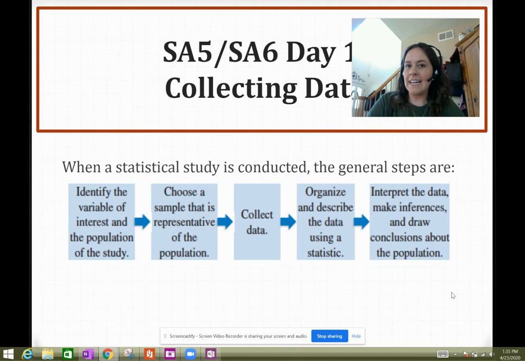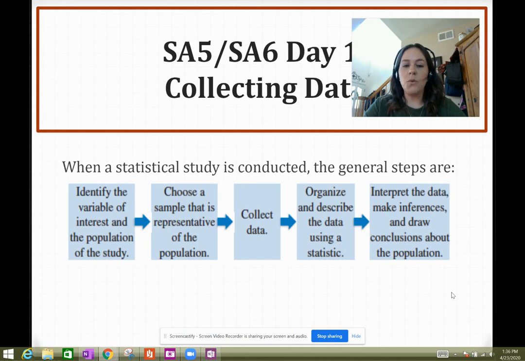We are going to wrap up our statistics unit today by talking about methods and ways that you can collect data. When a statistical study is conducted, the general steps are as follows. You first have to identify the variable that you're interested in learning about, ideally about a particular population. Then you need to make a point to choose a sample that is representative of that population. We talked previously about if the sample doesn't represent your population accurately, then anything you do from this point on won't really be helpful for answering your initial question.